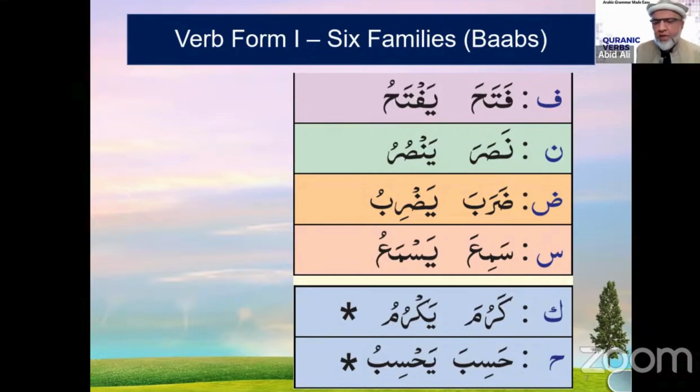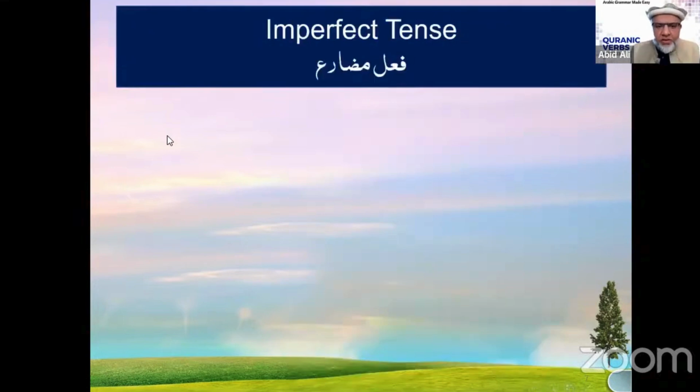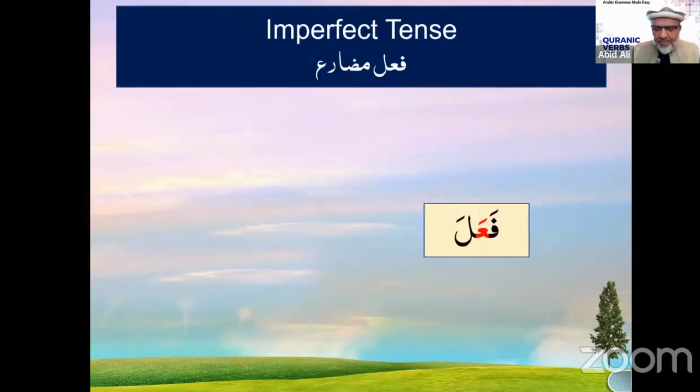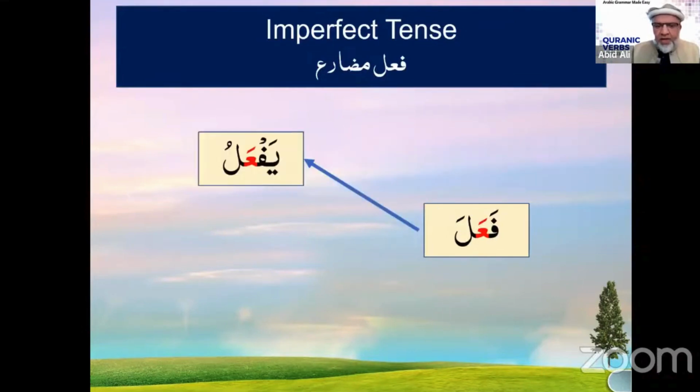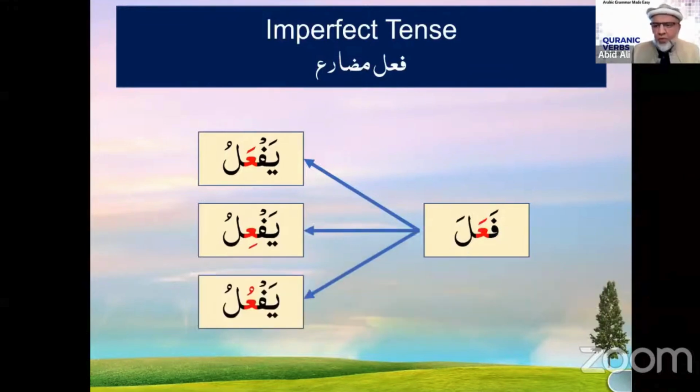So what are the 6 families we're going to learn, or we're going to try to memorize? Fataha, Nasara, Daraba, Samia, Hasiba, Karuma. To make it easy, we are going into this chart. We know that when we have Madi, Fa'ala, we can have 3 combinations in Mudare as well. We can have Yaf'alu, Yaf'ilu, and Yaf'ulu. So far, so good. Is it possible that if we have Fa'ala, we can have 3 combinations in Fi'l al-Mudari?